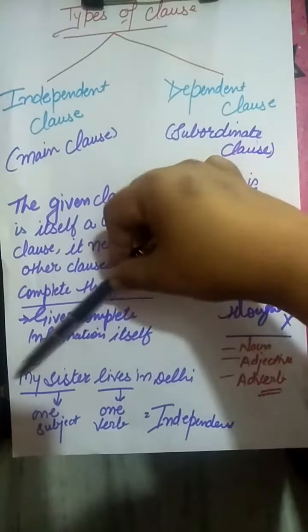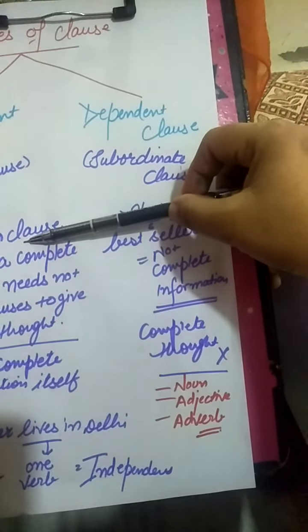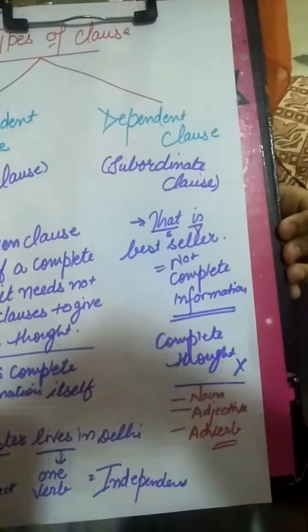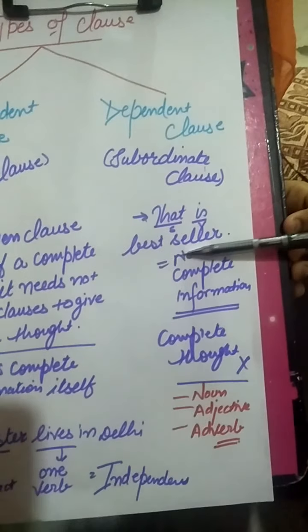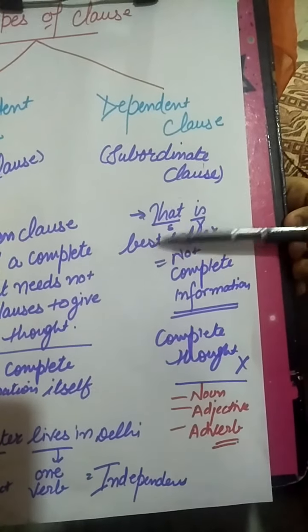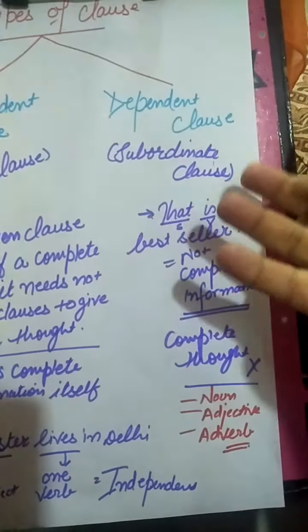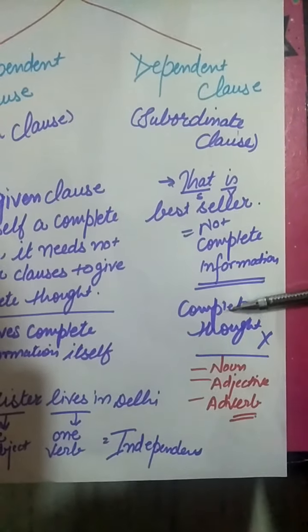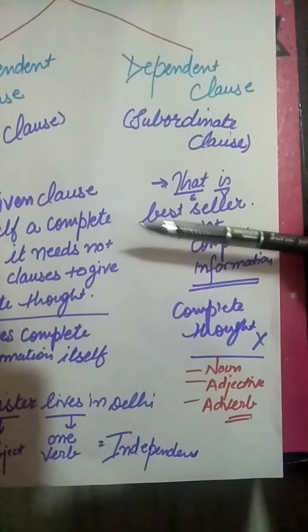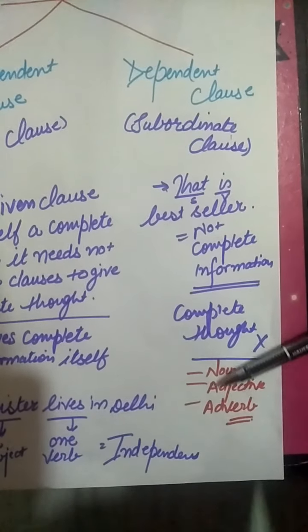Dependent clause, also known as subordinate clause, is just the reciprocal of the independent clause. It doesn't give the complete sense without the help of other clauses. It definitely needs some other clause to complete its sense. For example, that is bestseller. See, the subject is given, the verb is given, but the complete message is not there. This is bestseller. Who is bestseller? What is he selling? Not complete information is here. No complete thought is here. Furthermore, the dependent clause is again divided into three parts, which we will discuss in chapter number 3.